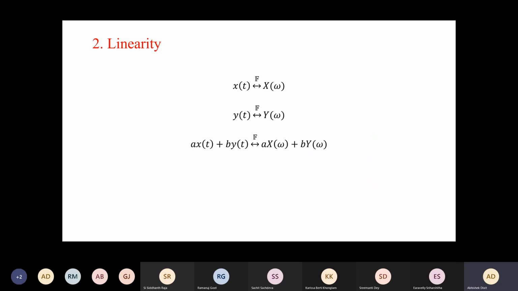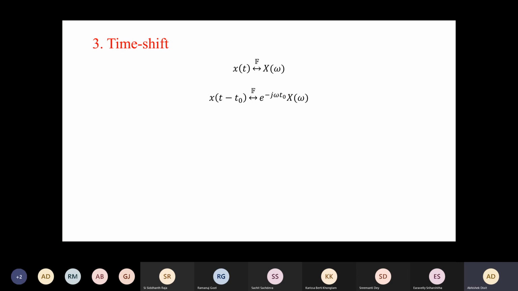So what does it say? It says that if x(t) has Fourier transform X(omega), y(t) has Fourier transform Y(omega), then a times x(t) plus b times y(t) will have Fourier transform a times X(omega) plus b times Y(omega). It should be definitely true and you can prove it. There's no rocket science here. So I leave this to you to prove, though you can imagine the proof in your head.